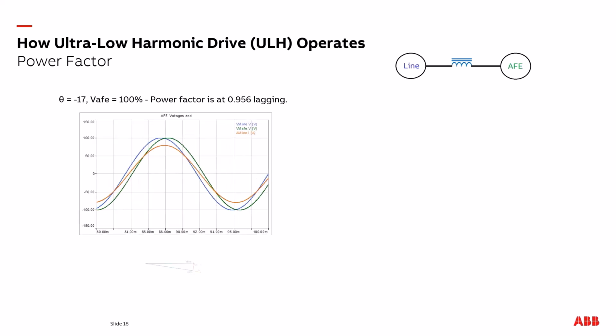So looking at our first scenario, we're going to look at a lagging power factor of 0.956. Our voltage in the line is in blue. Our active front end voltage is in green. When we look at our vectors, what ends up happening is we need a new vector for IX. That's our current vector. Our current vector, because it's not in line with the voltage of the line, it's in line with the voltage of the active front end, is lagging. And if you look at the peak of the current, it's lagging behind the voltage of the line. So in this case here, we have a lagging power factor.